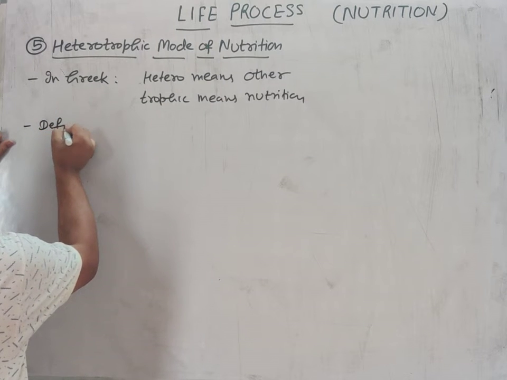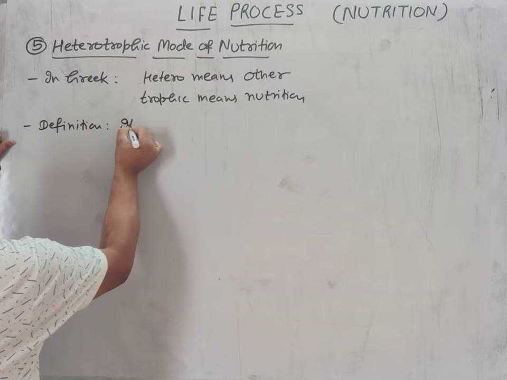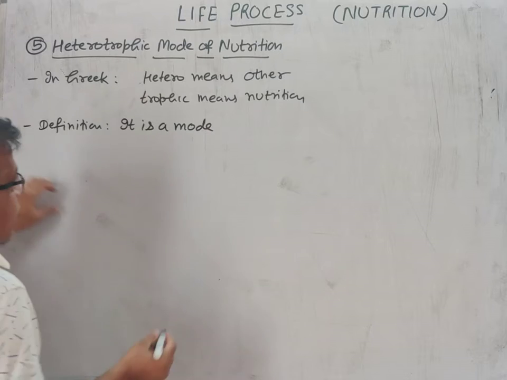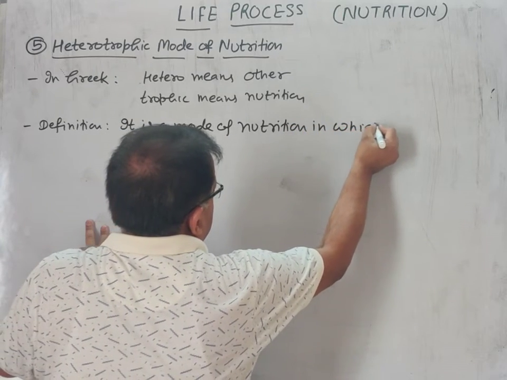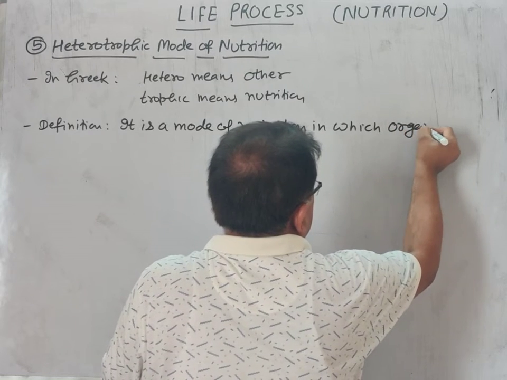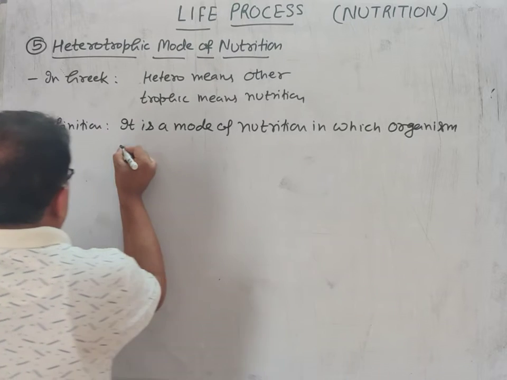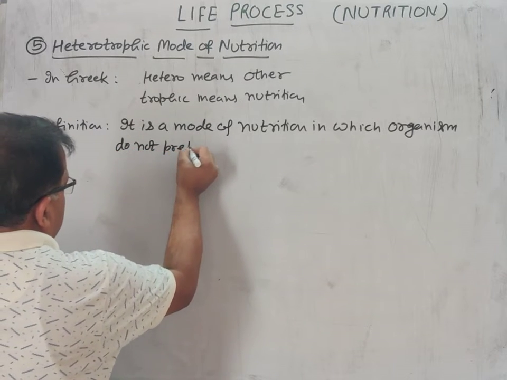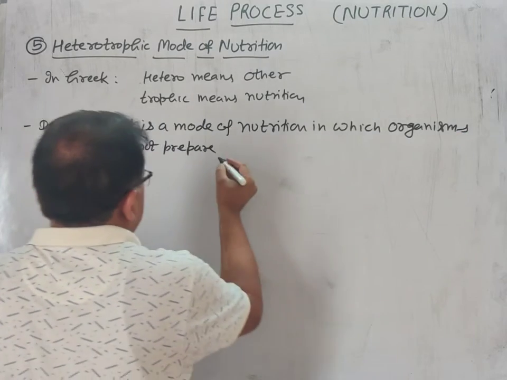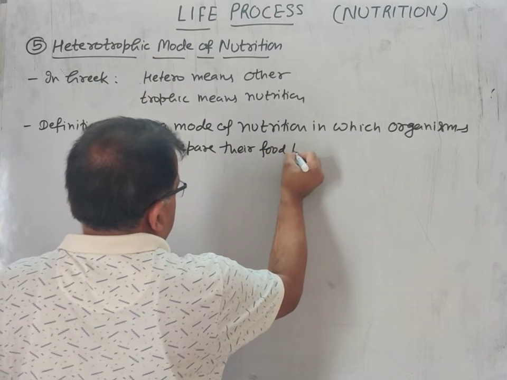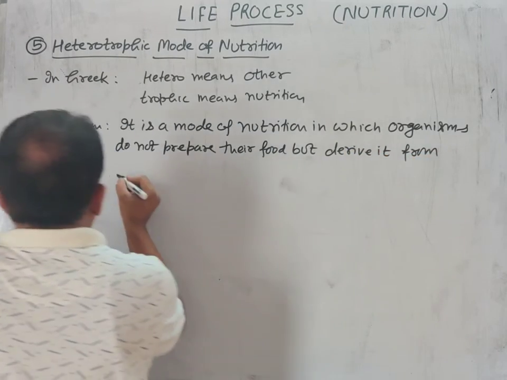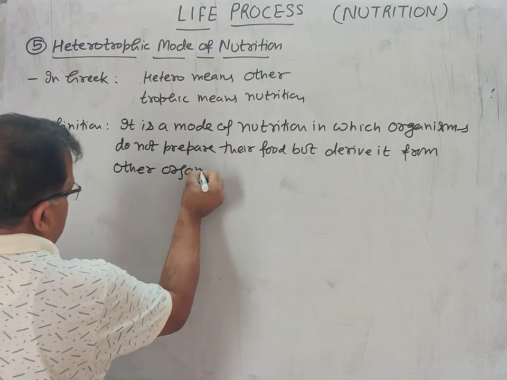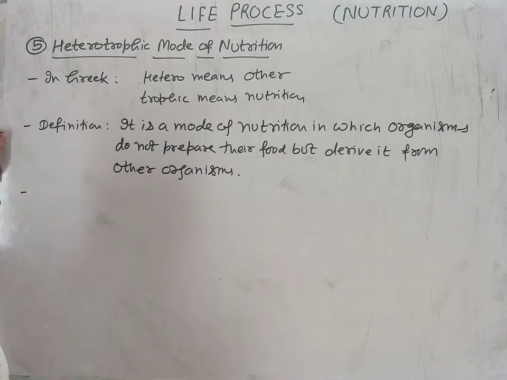Definition: it is a mode of nutrition in which organism do not prepare their food but derive it from other organism or organisms, and such organisms which take their food from other organisms are known as heterotrophs.